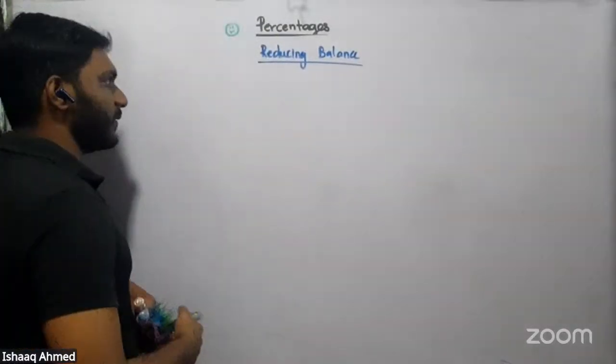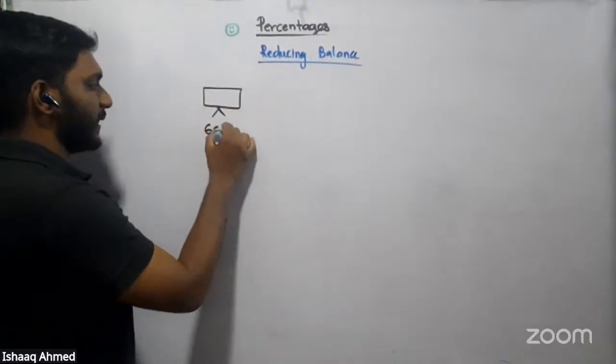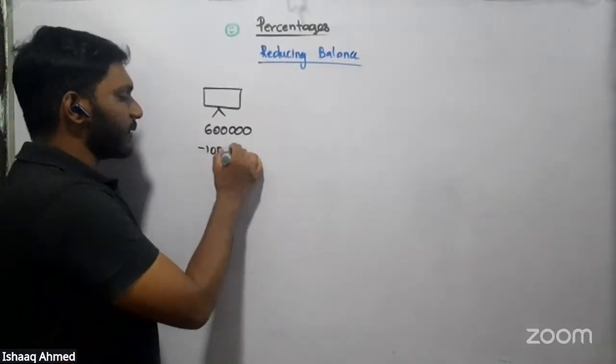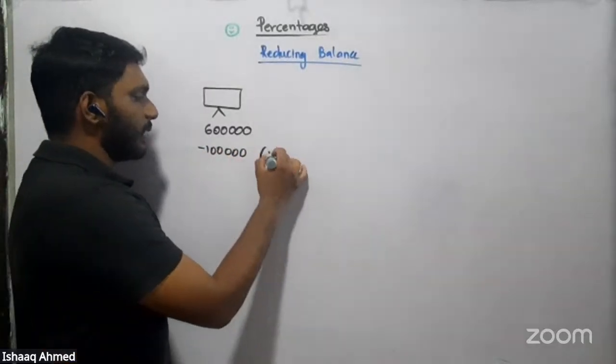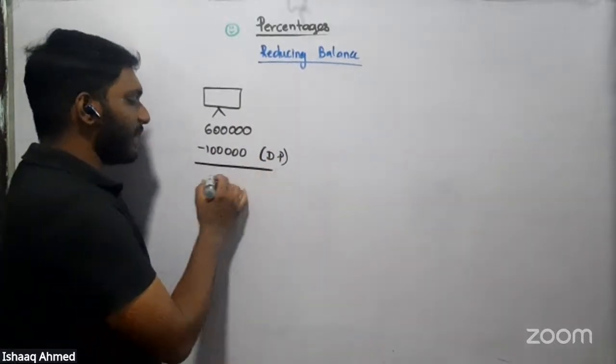Say there's a TV. The TV's price is 600,000. You're paying 100,000 as down payment or advance. That means how much will be the remaining amount?